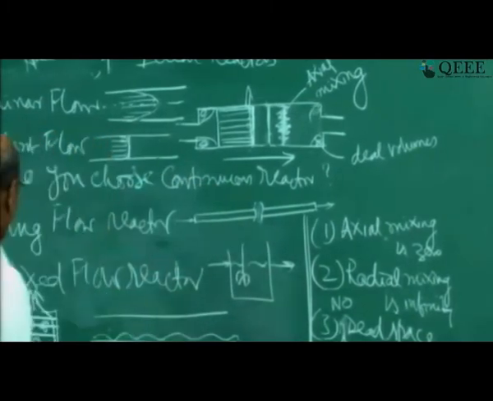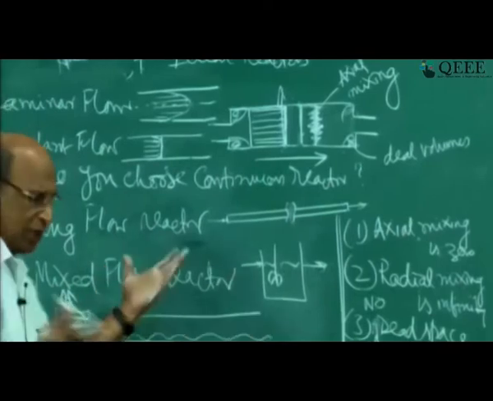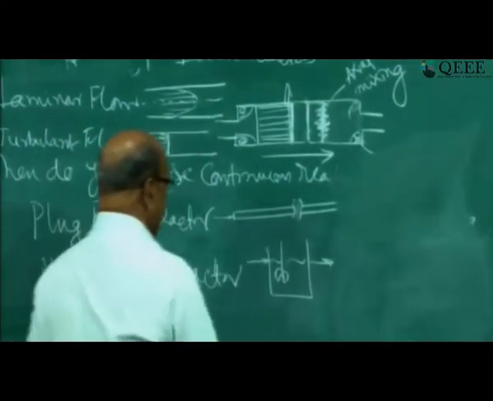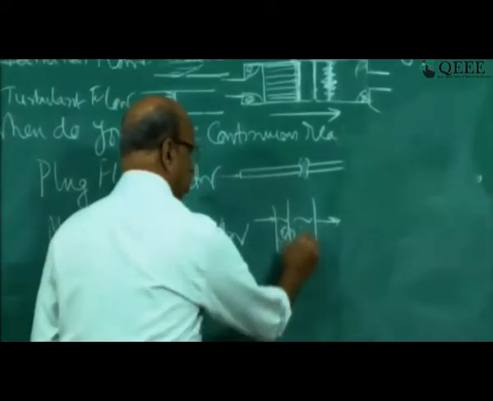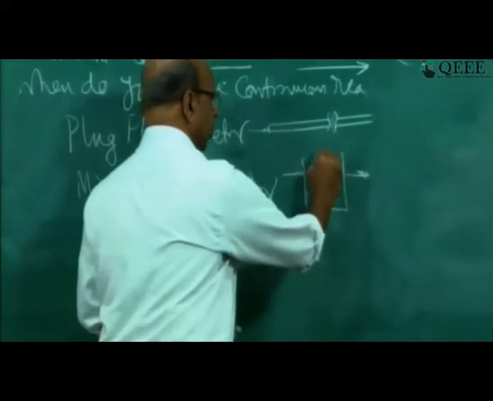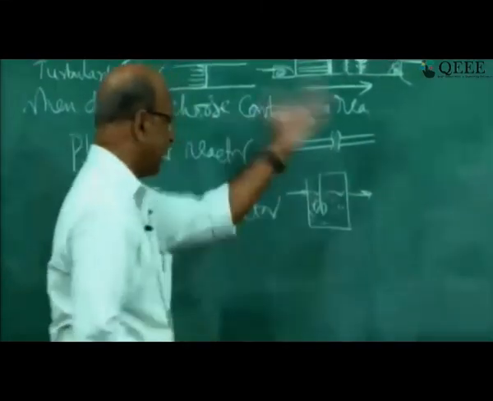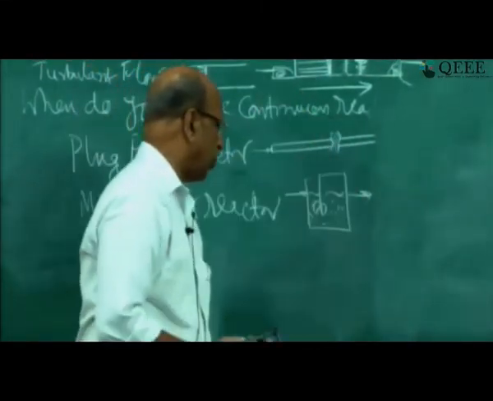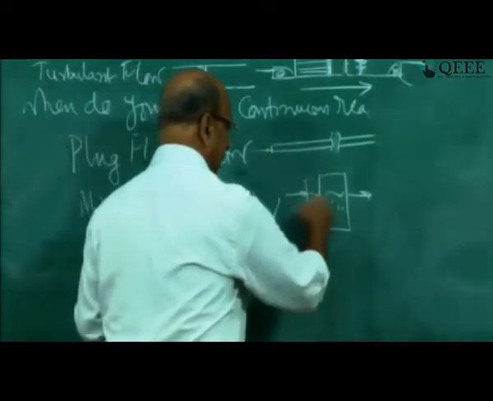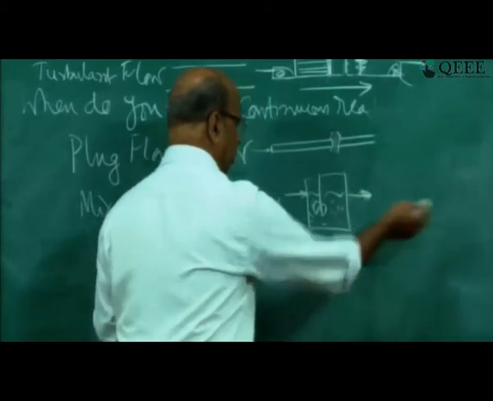And now we can go to the mixed flow reactor, which is very easy to imagine. This is the mixed flow reactor. What we normally show is a tank and a stirrer. Then you may also have something to measure temperature, a pressure gauge and all that. And then continuously reactants will enter and products will come out.